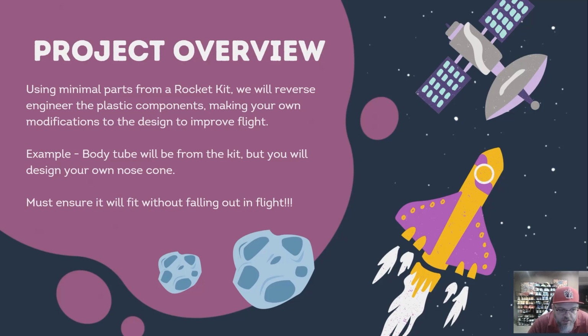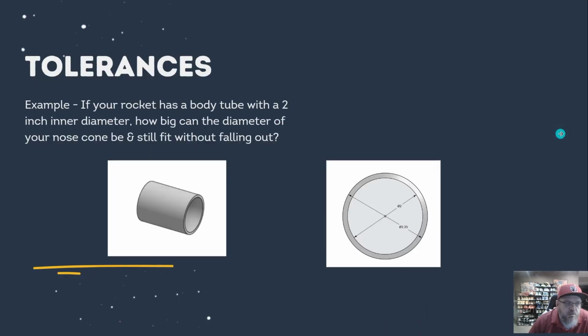With that, you need to ensure that whatever you do make fits into the kit rocket without falling out in flight. Obviously, if your nose cone falls out, you're going to lose your aerodynamics and you're not going to hit full height. So that would not be good. The concept there is called tolerances.